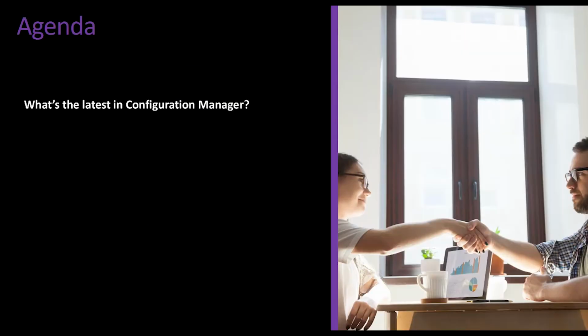So just a brief agenda. First of all, we're going to start off with what's the latest in Configuration Manager, 1906 having recently been announced as available in the slow ring. We'll talk about this terminology more shortly. I will be highlighting some of the new functionality available to help you with your Windows 10 migration.